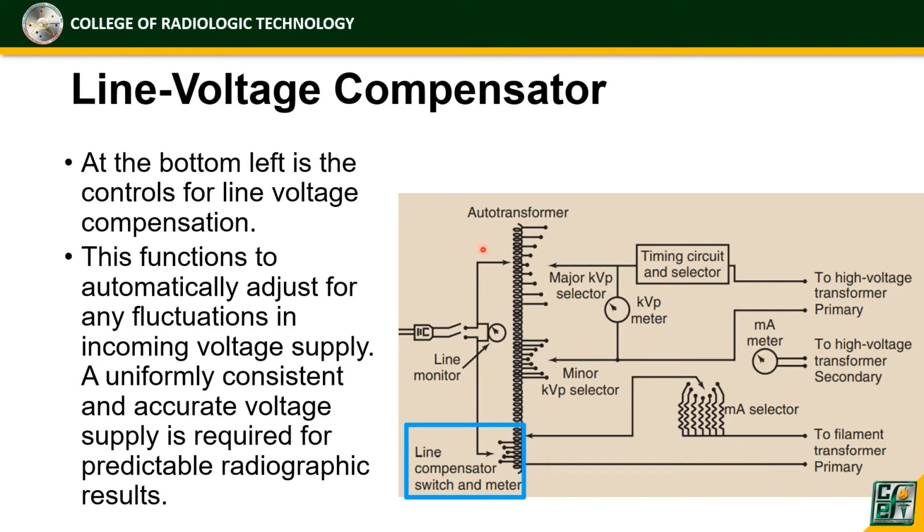After that, the voltage supply will go to the auto transformer. The main purpose of the line voltage compensator is for us to have a uniform, consistent, and accurate voltage supply required for radiographic procedure.